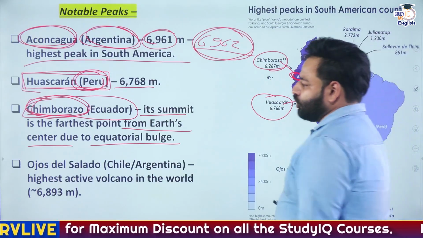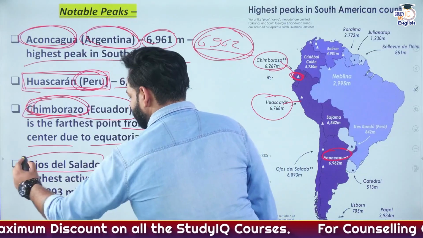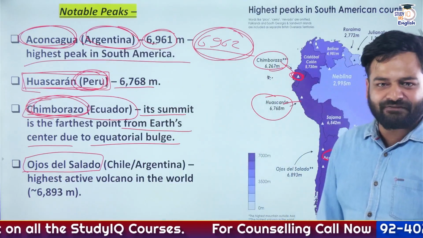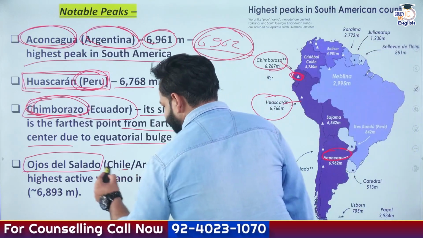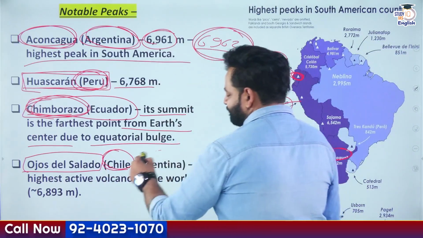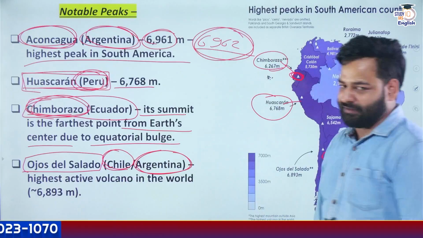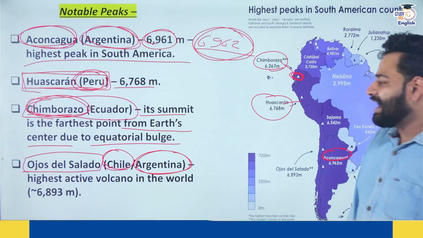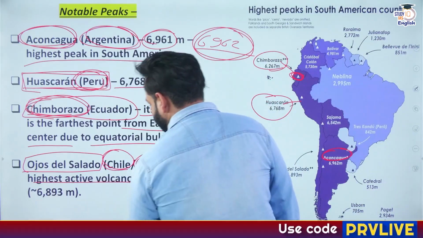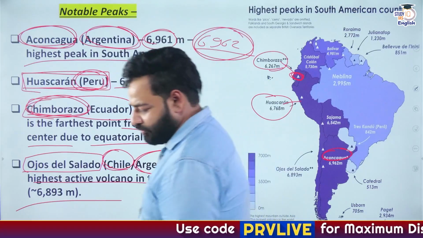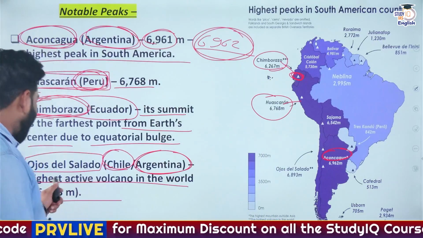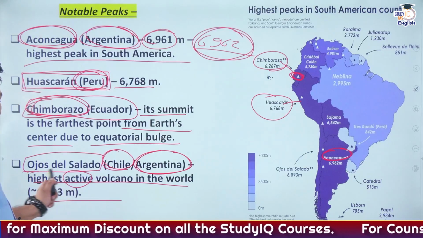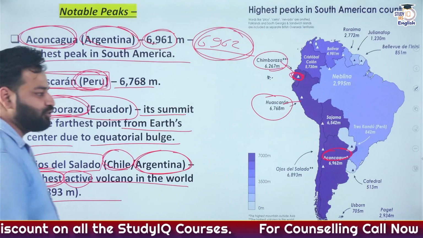Now, we have Ojos del Salado. What is this Ojos del Salado? First of all, once again, a mountain, but which country? A part of it falls in Chile and another part of it falls in Argentina. And the notable point here is that it is the highest active volcano in the world. We have the volcano types, right? Active, dormant, dead. So this is the active volcano, and it is the highest altitude-wise, right?